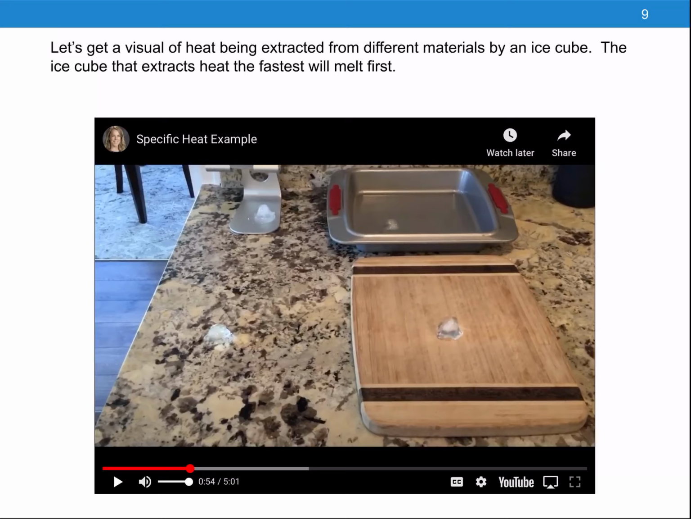But right from the get-go, you can see that the ice cubes are melting at different rates. And I can promise you that all the ice cubes were about the same size. I can't guarantee they're exactly the same, but they're all very close. And all of them are exposed to all the same things. And all of the items, the countertop, cutting board, pan, iPad stand, were all in the same room, so they should be all the same temperature.